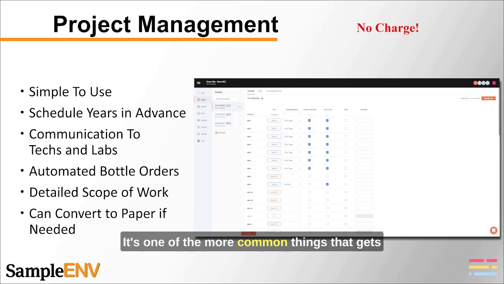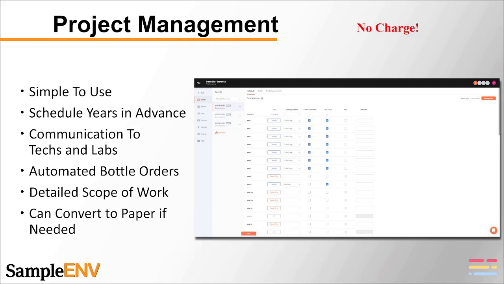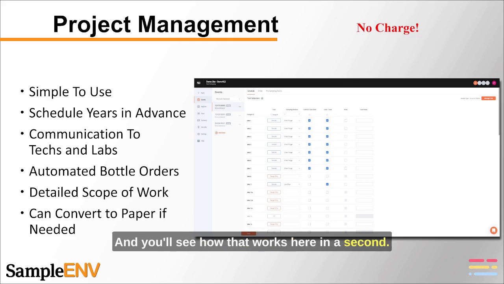It's one of the more common things that gets messed up on a project, people forget to order the bottles in a timely fashion. And it's a very detailed scope of work, and you'll see how that works here in a second. We can actually take all of these forms, that would normally be digital, and we can also replicate those things on paper. We have that functionality.